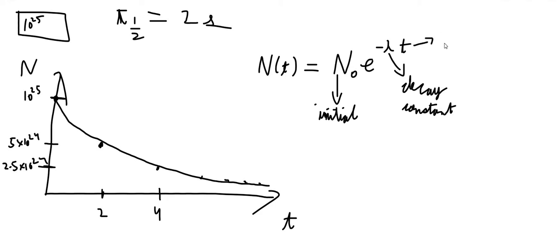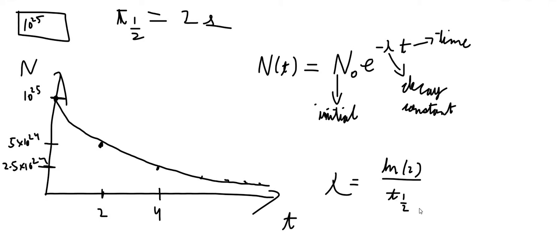And t is the time passed. So the initial value is just 10 to the 25 in this case. What is our lambda? Lambda can be given by a simple formula. It is the natural log of 2 divided by the half-life. And that's just your lambda.